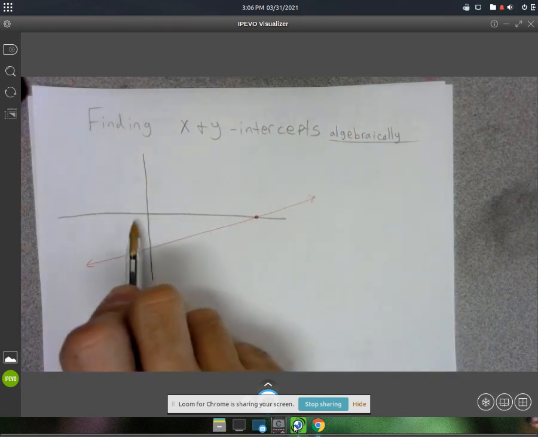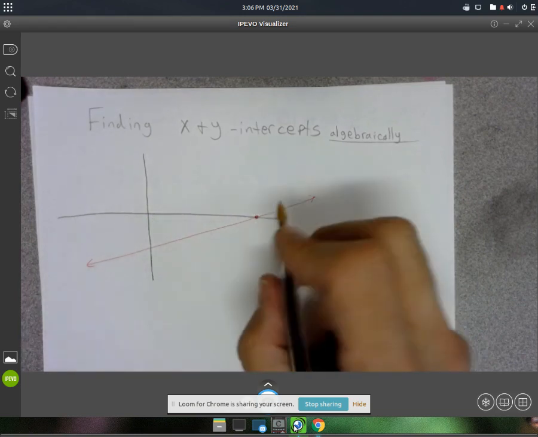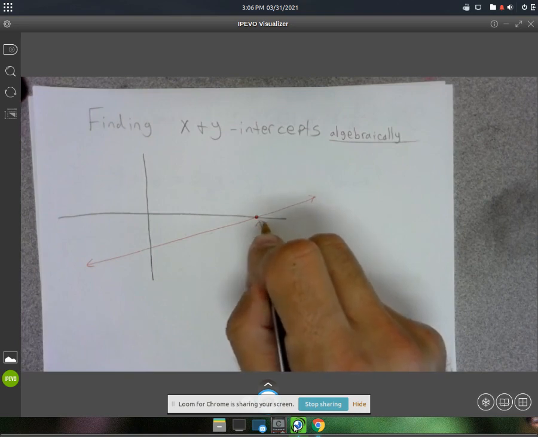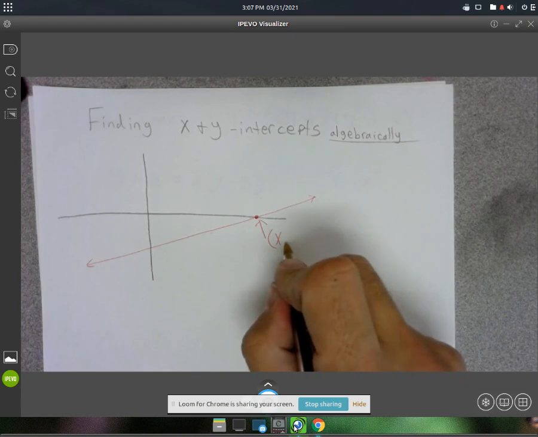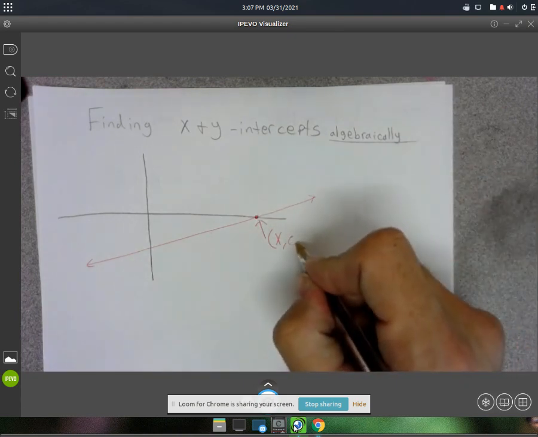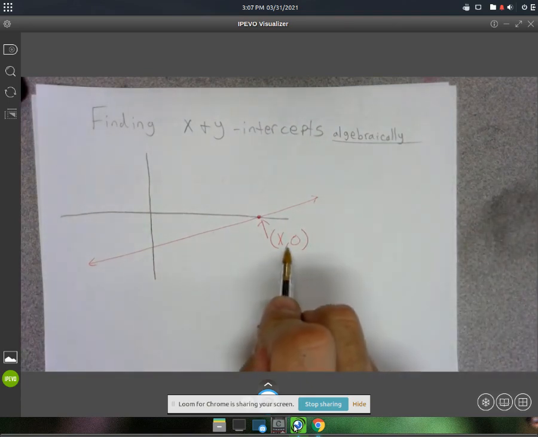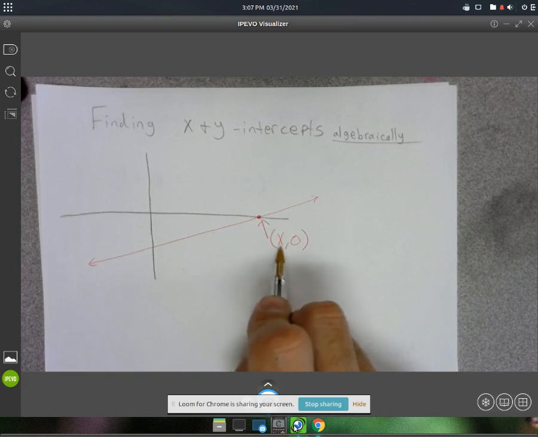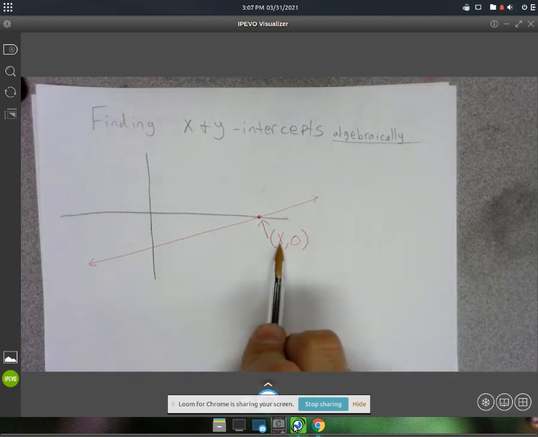I don't know how far over to the right that is, but I do know the y value. I don't know how far it is over on the x-axis, but I do know how far it is up and down on the y-axis. It's 0 on the y-axis. So if we want to find an x-intercept, the way we do it is we just plug in 0 for y. At the x-intercept, the y value is 0.